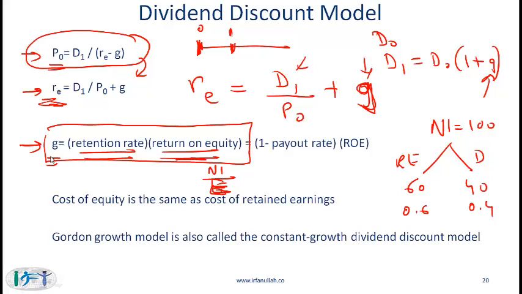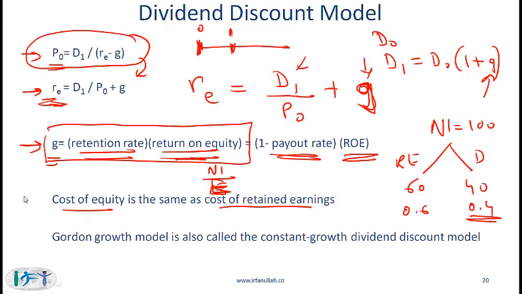The growth rate, or the perpetual growth rate, is equal to the retention rate multiplied by the return on equity. If instead of the retention rate you are given the payout rate, which in this simple example is 0.4, then you can easily compute the retention rate by saying 1 minus 0.4, and then ROE is simply net income over equity.